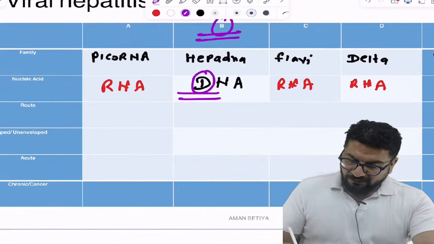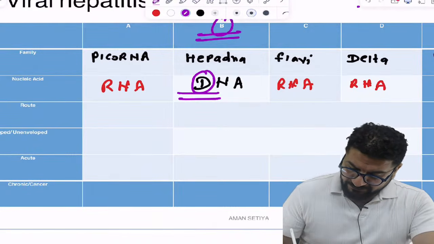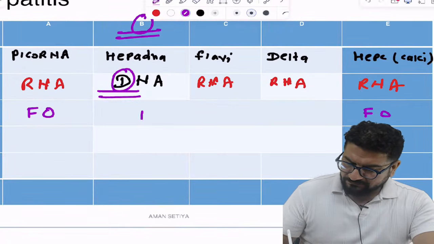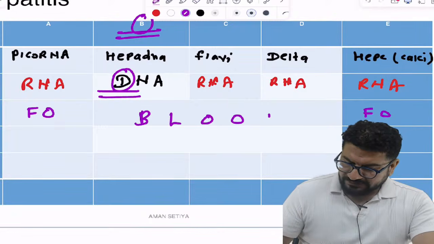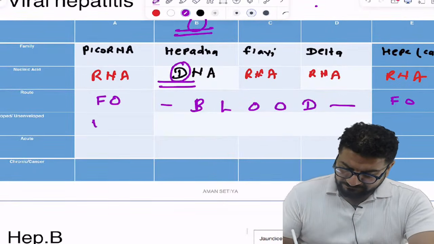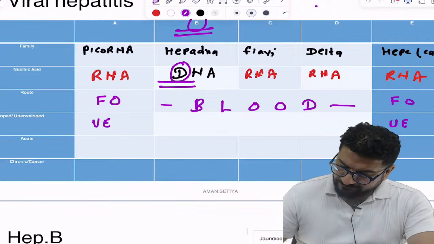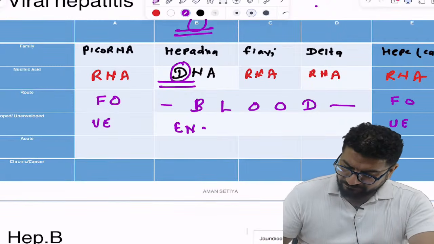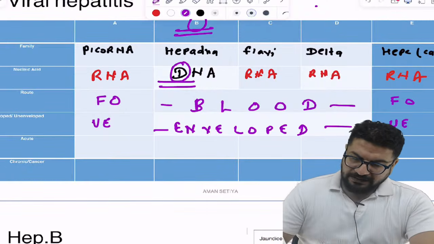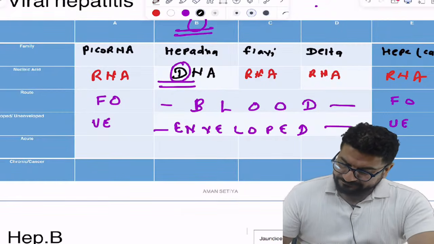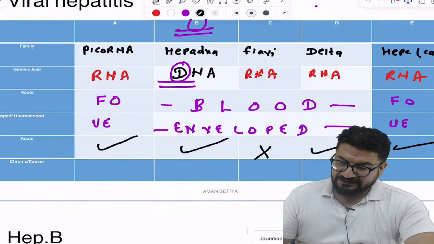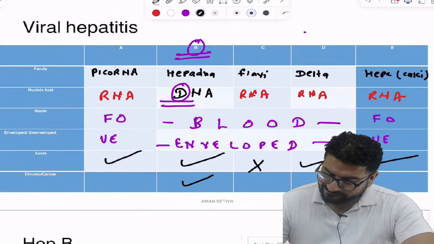Now coming to route, A and E. A and E spread by the fecal-oral route. B, C, D will spread via blood. Envelope: A and E are unenveloped. Now coming to B, C, D. These are enveloped. अब देखो acute कौन सा कराएगा? C को छोड़ के all can cause acute illness. Now coming to chronicity and cancer. Chronicity and cancer, that's the feature of only B and C.